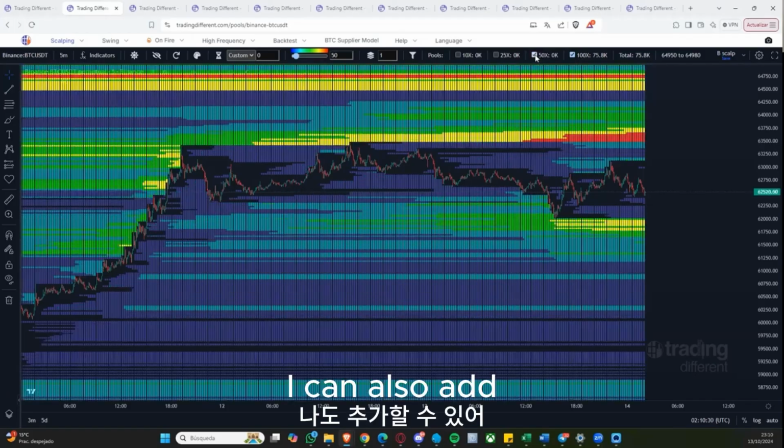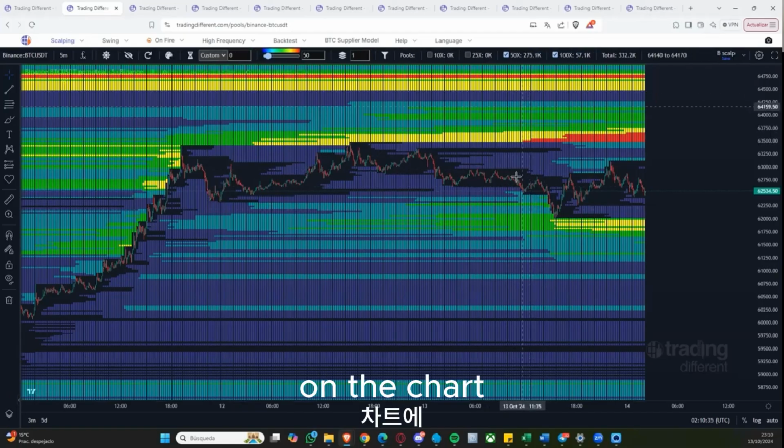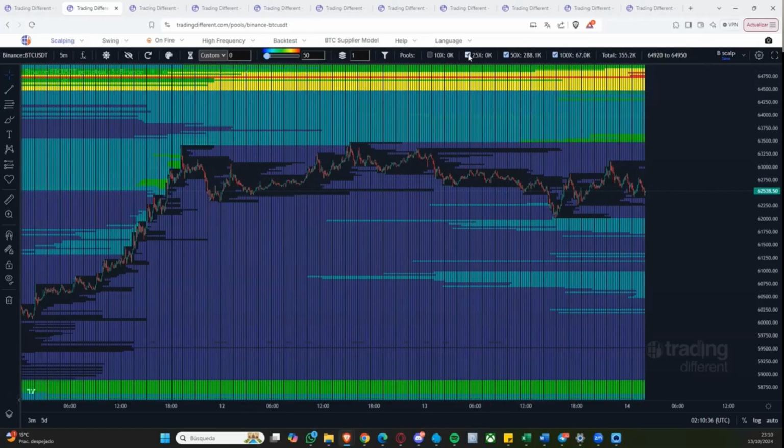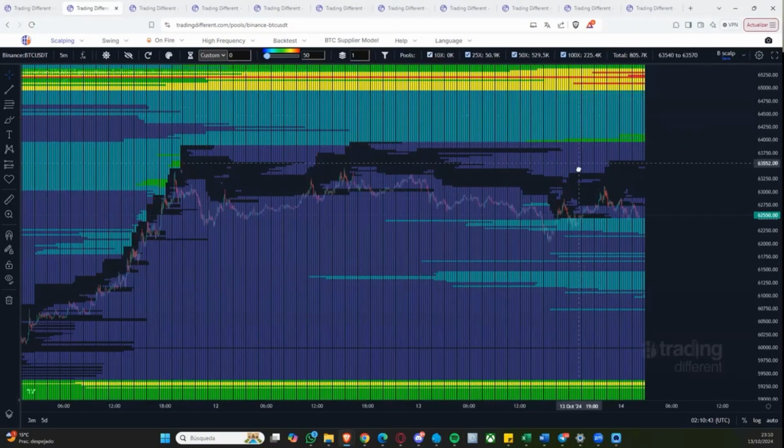I can also add the 50x ones. You will see how the liquidity increases on the chart when including the 50x. I can also include leveraged ones at 25x and 10x. This is recommended.